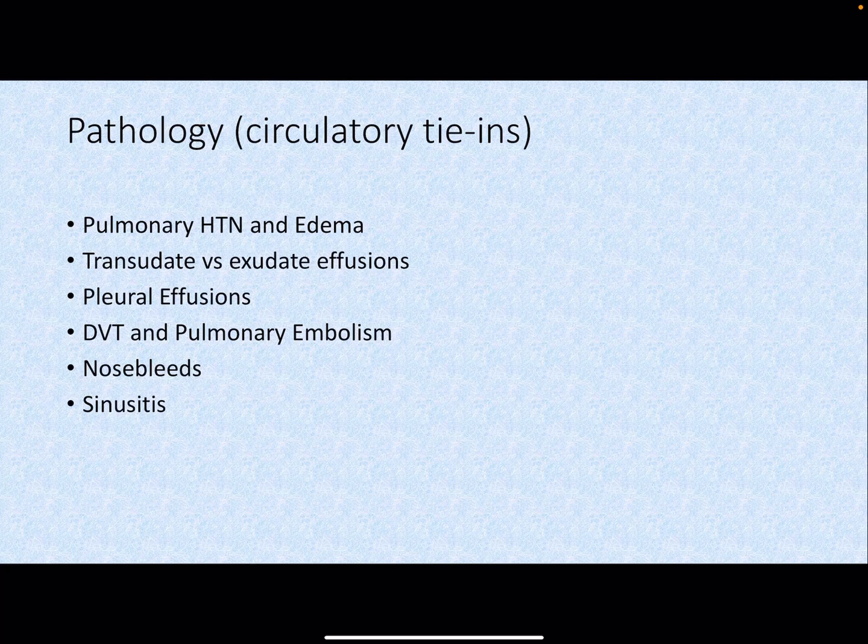Let's talk about some tie-ins between the respiratory and circulatory system. So we'll talk about hypertension and edema, specifically transudate and exudate effusions, how these effusions can then also extend to the pleura. In addition, we have lymphatic effusions in the pleura, how deep vein thrombi can cause pulmonary embolisms. Then we'll talk a little bit about the nasal cavity, nosebleeds, and rhinosinusitis and things like that.